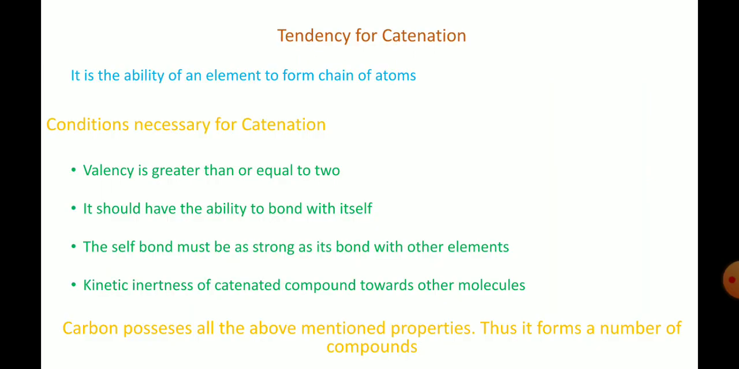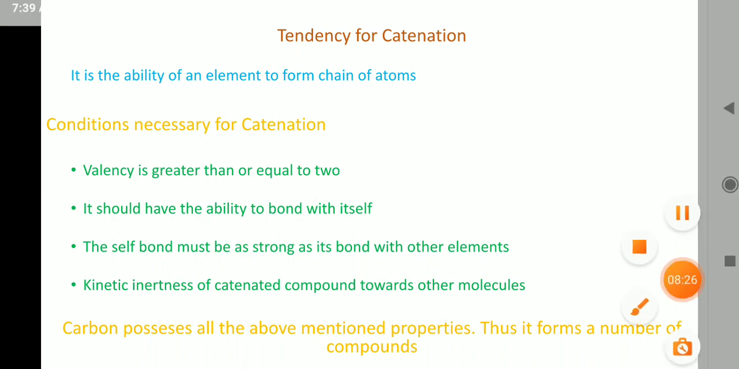Okay, dear students, the next thing we are going to discuss is the tendency for catenation. Catenation is the ability of an atom to form a number of bonds with itself and also with other atoms. The same atom can bond with its own atom, and also with other atoms. That bonding ability of an atom is called catenation. Is it clear what catenation is? It is the bonding ability of an atom to bond with itself as well as with other atoms. This is the definition of catenation.